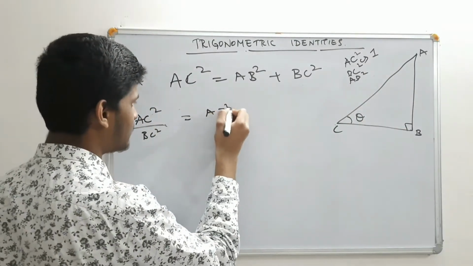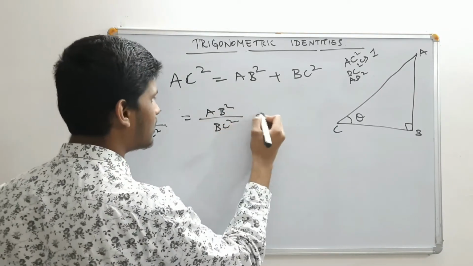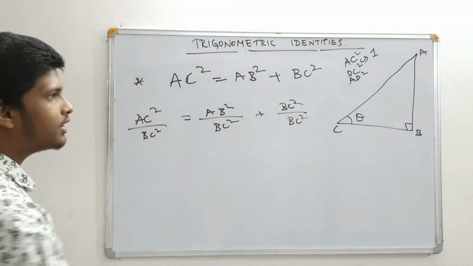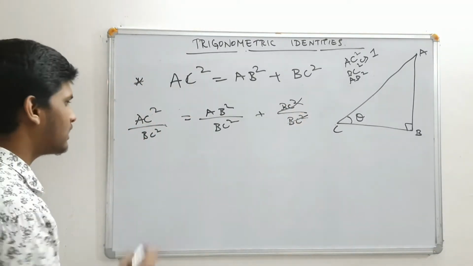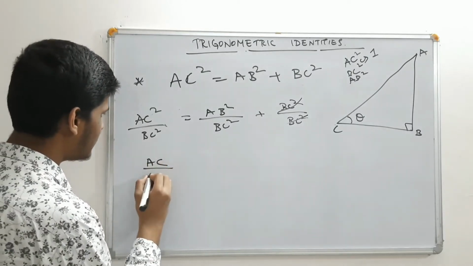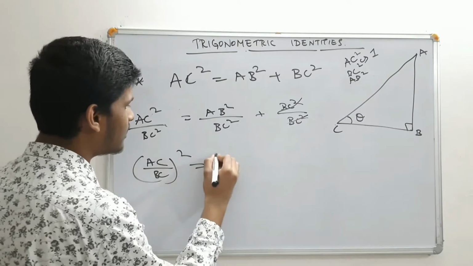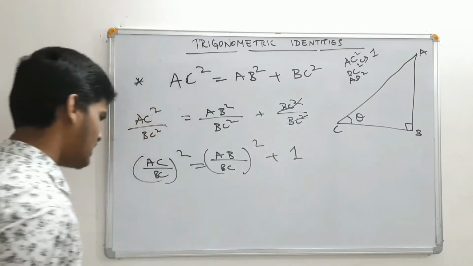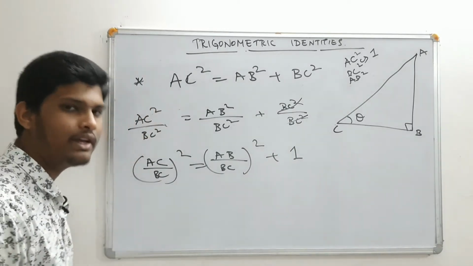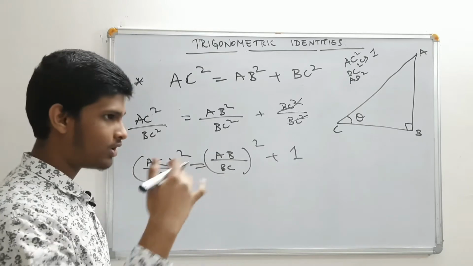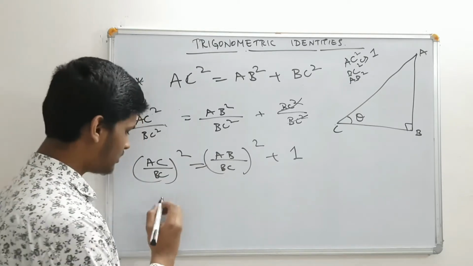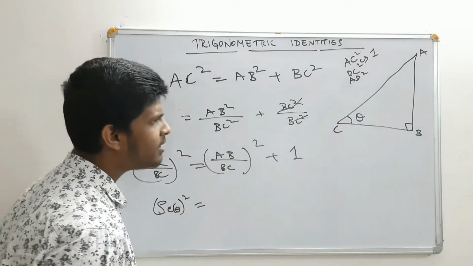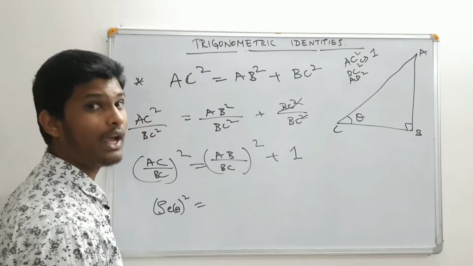And here AB square by BC square, I'm writing it directly, BC square by BC square. You can see here BC square gets cancelled out. And here, AC by BC whole square equals AB by BC whole square plus 1. What is AC by BC? AC is the hypotenuse, BC is the adjacent side, hypotenuse by adjacent side, and that is secant theta, right? So secant theta whole square is equal to AB by BC whole square.